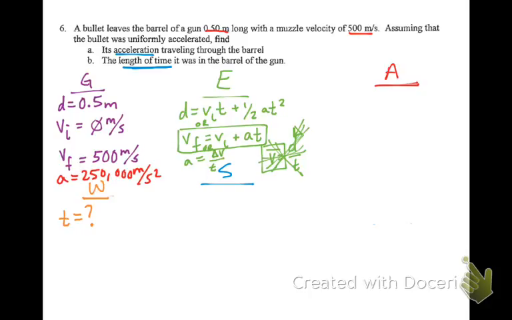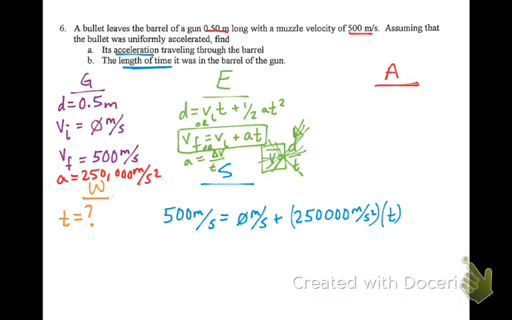We're going to plug in all of our information. So we've got our 500 meters per second equals 0 meters per second plus 250,000 meters per second squared times our time. Solving for our time, you get this very, very small amount of time, 0.002 seconds. So it doesn't take a very long time for that bullet to leave the gun.